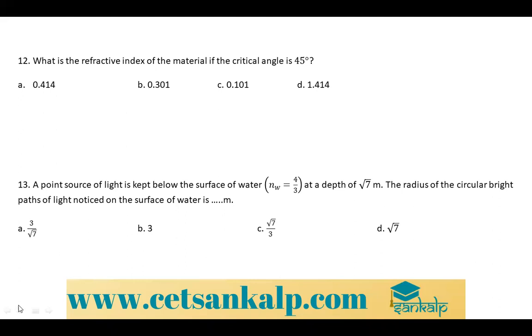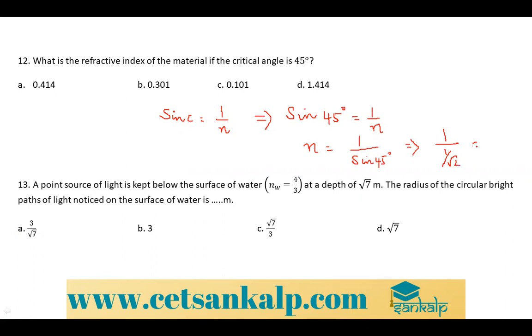So we have the formula: sin C is equal to 1 by n. So sin of 45 degree is equal to 1 by n. So n is equal to 1 divided by sin 45, which is 1 by 1 by root 2. So n is root 2, so the refractive index is 1.414. So option D.